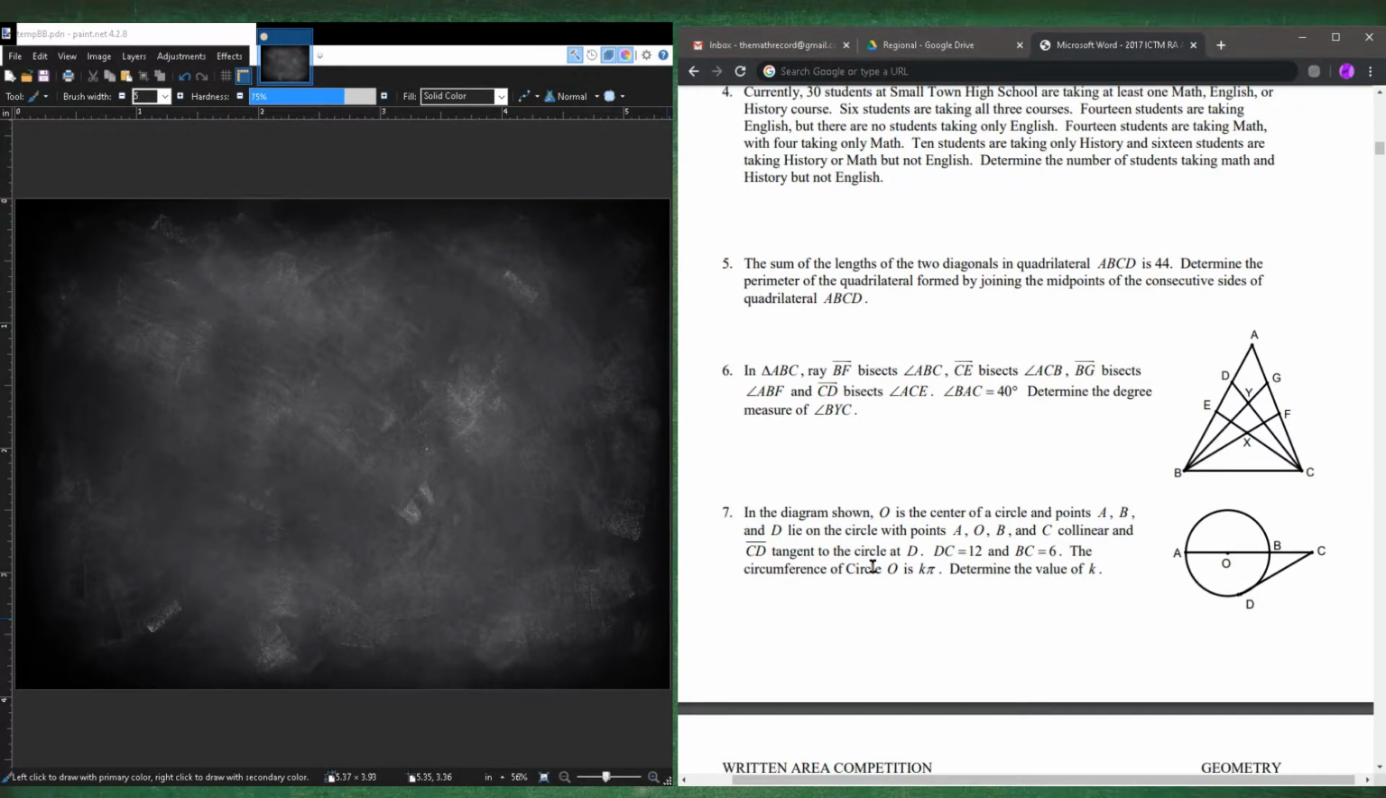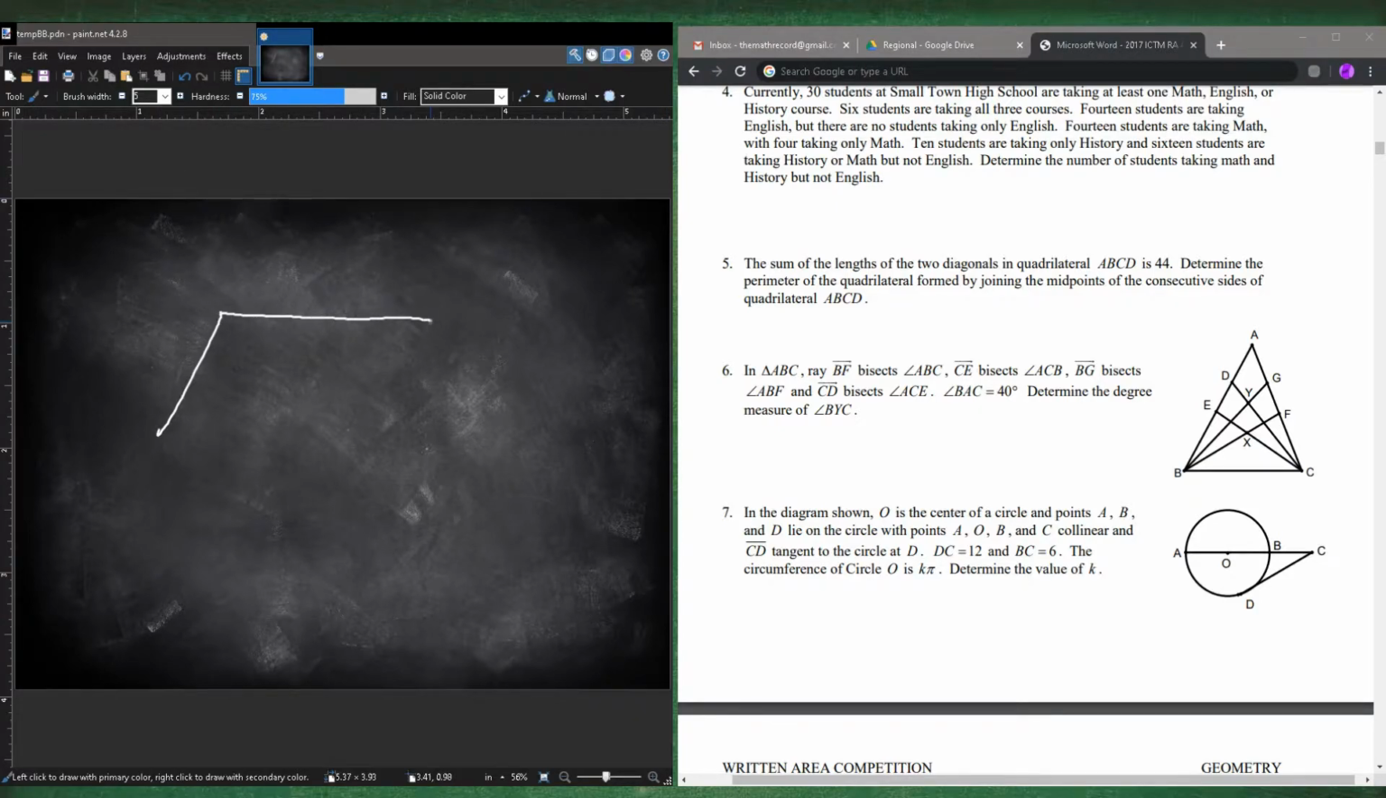Number 5. The sum of the lengths of the two diagonals of a quadrilateral is 44. Determine the perimeter of the quadrilateral formed by joining the midpoints of the consecutive sides of quadrilateral ABCD. Okay, so we have a quadrilateral. Let's do something like this. It doesn't really matter.